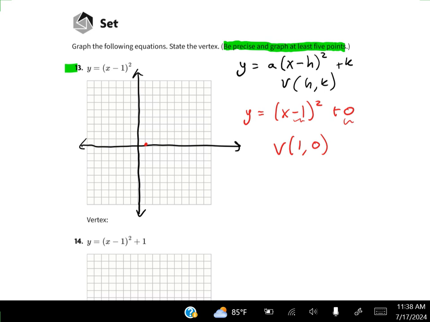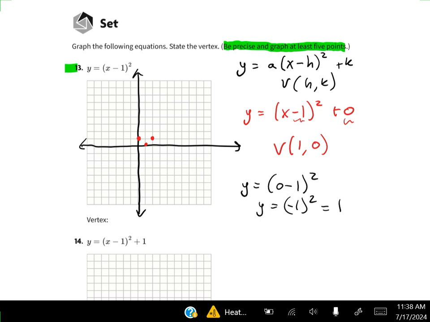So the y-intercept happens when x equals 0. So if I plug in 0 for x, we get y equals (0 minus 1) squared, which is (-1) squared. So that's going to be 1. There's something called the point symmetric to the y-intercept. That point's going to be the same height, but on the opposite side of the vertex. And that point is going to be right there.